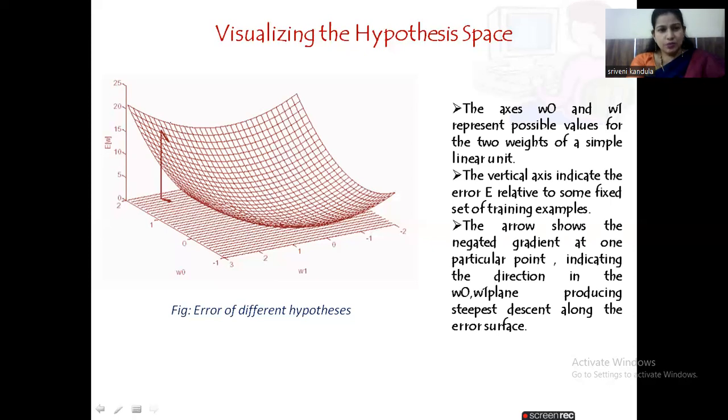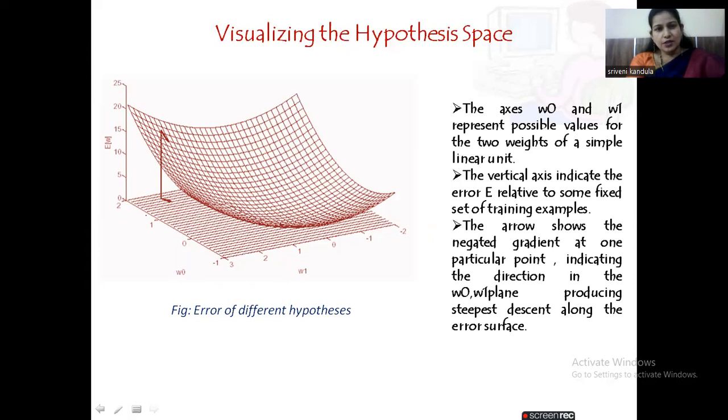And this arrow is showing us the depth. This arrow shows the negated gradient at one particular point, indicating the direction in the W0 and W1 plane. It is also showing us where the steepest descent will be in the error surface. So that is also shown. So here this arrow is showing us the depth.